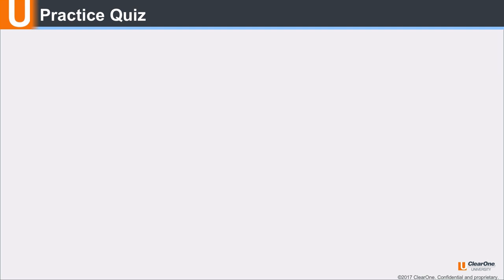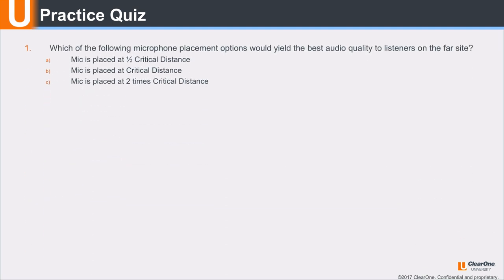Time for a practice quiz. Question 1. Which of the following microphone placement options would yield the best audio quality to listeners on the far side? Is it A, mic is placed at 1/2 critical distance, B, mic is placed at critical distance, or C, mic is placed at 2x critical distance?